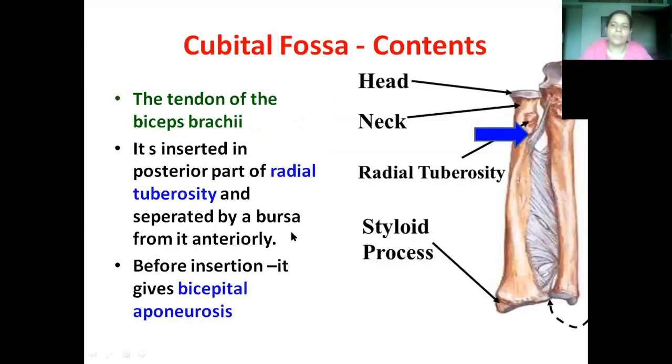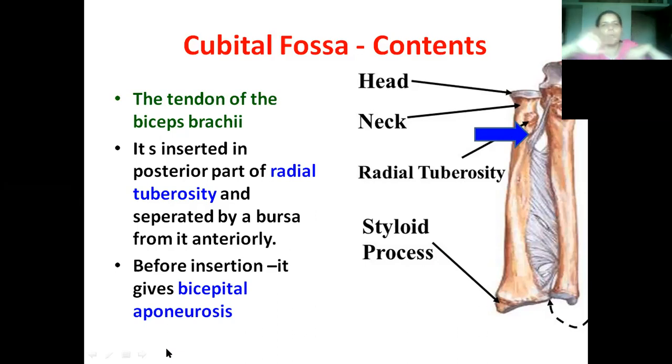The tendon of biceps brachii gets inserted into this point, the radial tuberosity. Here you will have a bursa in order to lubricate. I told you biceps brachii is a strong supinator.